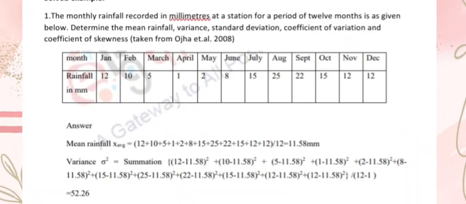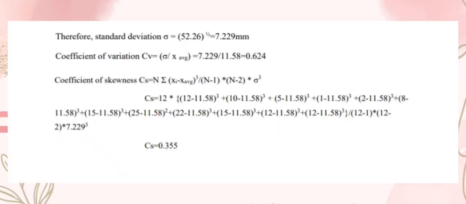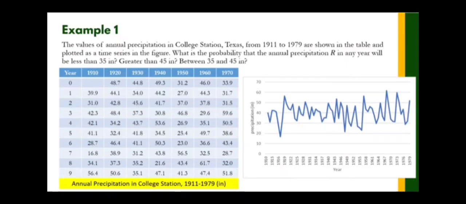So, we have a problem here, and we are asked to find the mean rainfall, variance, standard deviation, coefficient of variation, and coefficient of skewness. I know we also studied this in data analysis, so we can use the same formulas, and basically we just plug in the given data sample. The question is: what is the probability that the annual precipitation R in any year will be less than 35 inches?